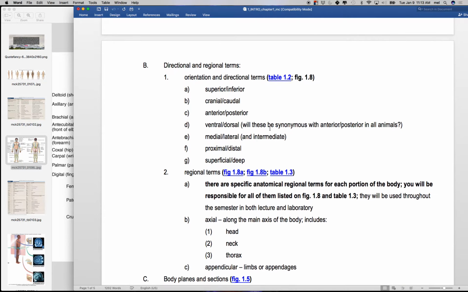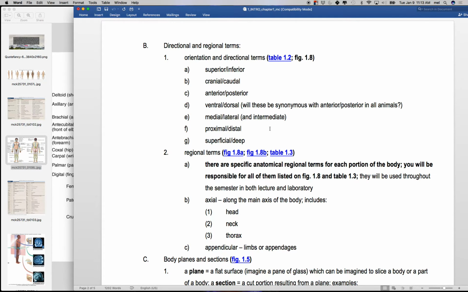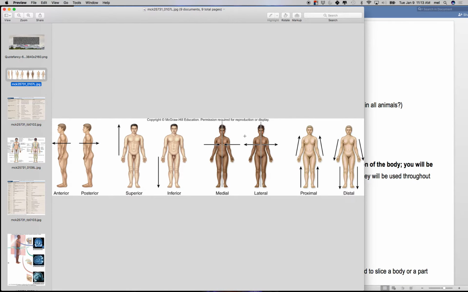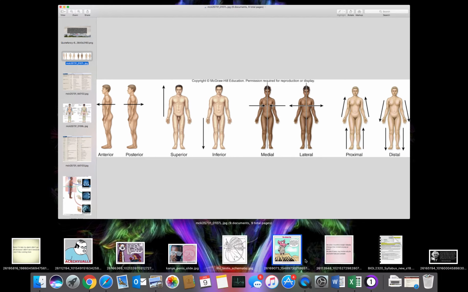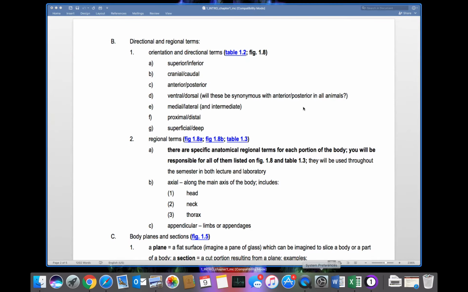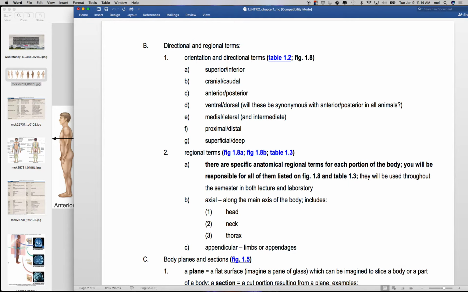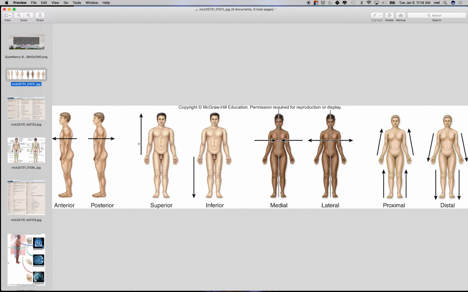Okay, so directional and regional terms. Let's get you started. You're going to be doing this in lab this week as well. So first, orientation and directional terms. A lot of this you know because you've been a human for a long time, but some of it is a little less intuitive. So let's look at the directional and regional terms. Let's start with the easy ones first. If you are discussing two structures with reference to one another, you can say that they are superior and inferior to one another, right? Okay, and that's super easy.